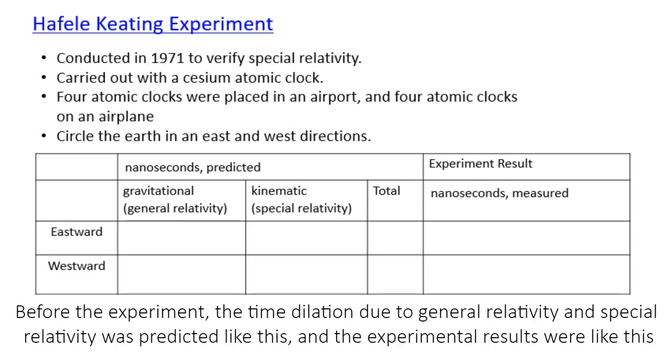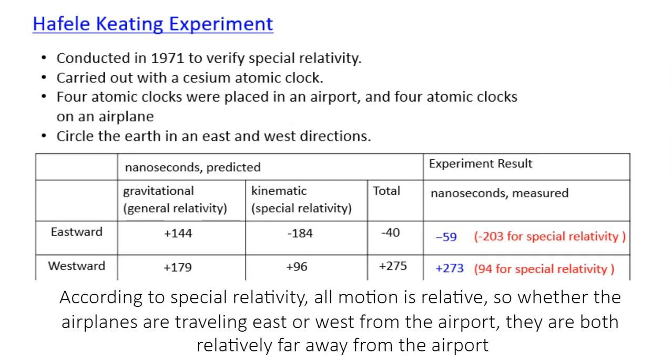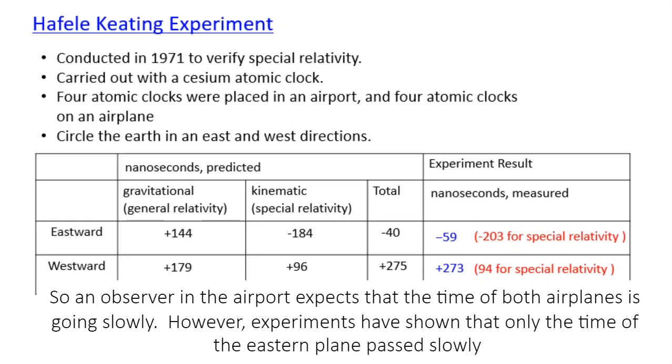Before the experiment, the time dilation due to general relativity and special relativity was predicted like this, and the experimental results were like this. In this experiment, if the predicted time dilation by general relativity is correct, then the time dilation by special relativity is. According to special relativity, all motion is relative, so whether the airplanes are traveling east or west from the airport, they are both relatively far away from the airport. So an observer in the airport expects that the time of both airplanes is going slowly. However, experiments have shown that only the time of the eastern plane passed slowly.